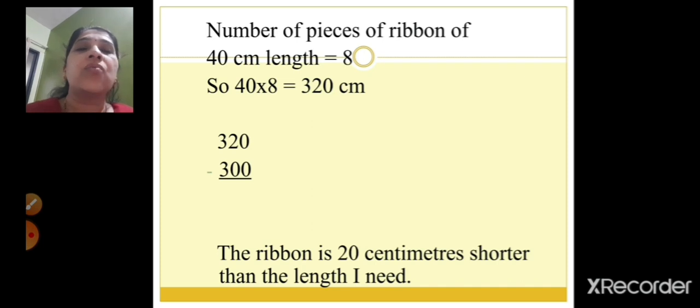Right? Because what was the length of the ribbon? It was 300 centimeter. And you have to cut the ribbons of how many centimeter? 40 centimeter length, like this 8 pieces. That means it becomes 320. So that's why we subtracted 320 minus 300. So the length of the ribbon is shorter than 20 centimeter. Right? So I hope students you have understood this word problem also.